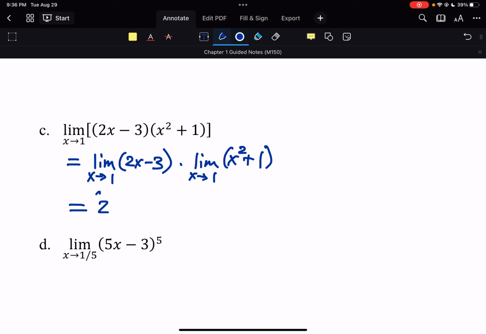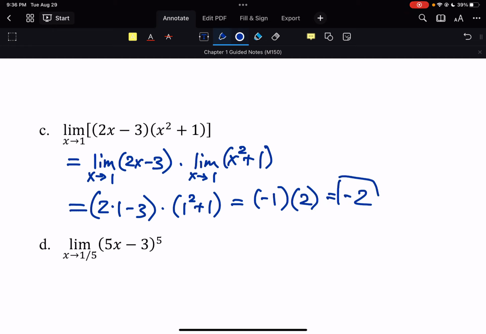So this would give us 2 times 1 minus 3, times 1 squared plus 1. So that's 2 minus 3 is negative 1, times 2. So negative 2.